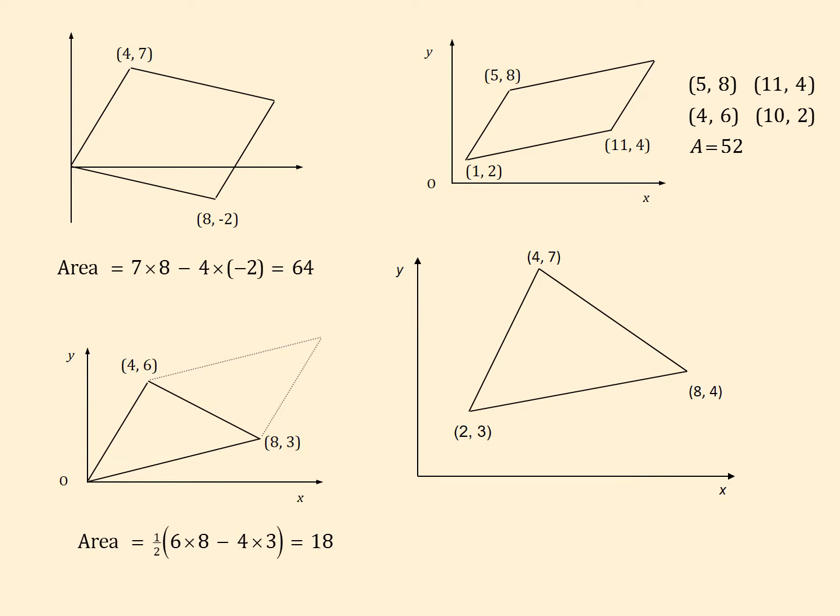And with a triangle that doesn't have a corner in the origin, we can slide it down so that it does. So in this case, we need to subtract 2 from each of the x coordinates and 3 from each of the y coordinates, giving 2, 4, 6, 1. And then apply the rule, 4 sixes minus 1 twos gives 22, and halve that to give 11 as the area. So how does this work?